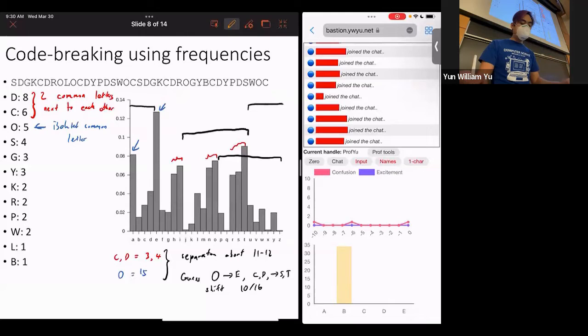So for example, this D should be going to T. Everywhere I see a D, I should go to a T. So T, T, T, T, T, T, T. And everywhere I see a C, I should go to S. So S, S, S. Oh, wait, sorry. That's not an S.